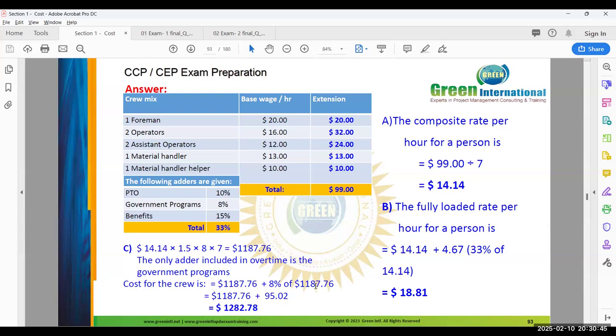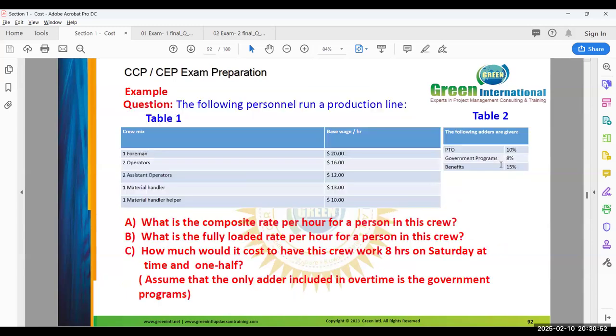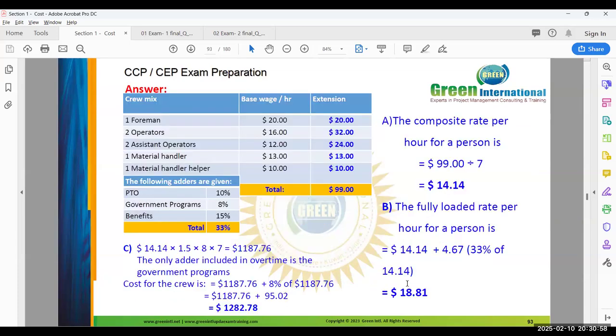OT. Okay. They're asking that only government programs is added, 8%. So what is government programs? 8%. The only added is the overtime, the government program. So 8% we are adding. So 1187 plus 8% of 1187 is 1282. Understood.